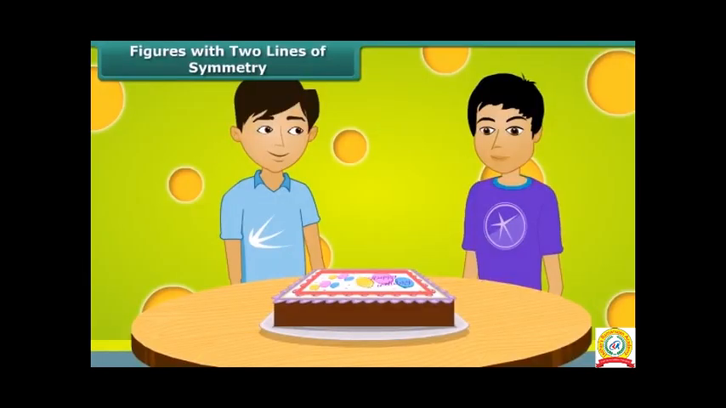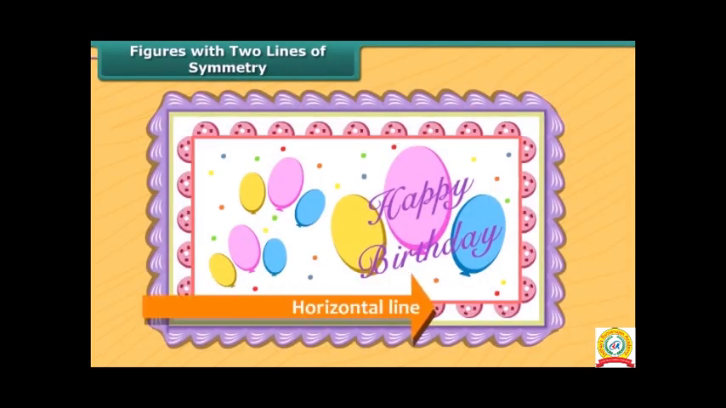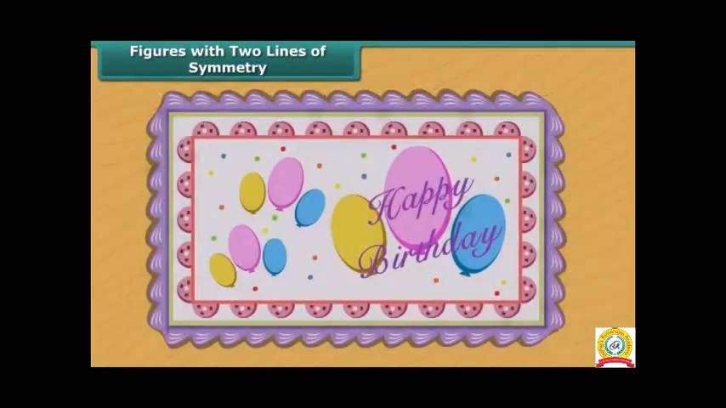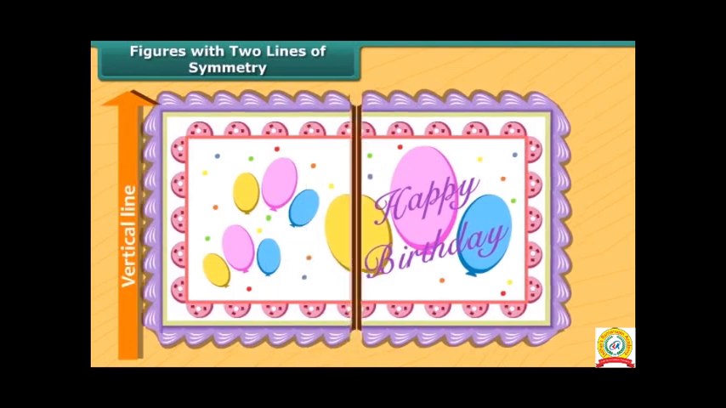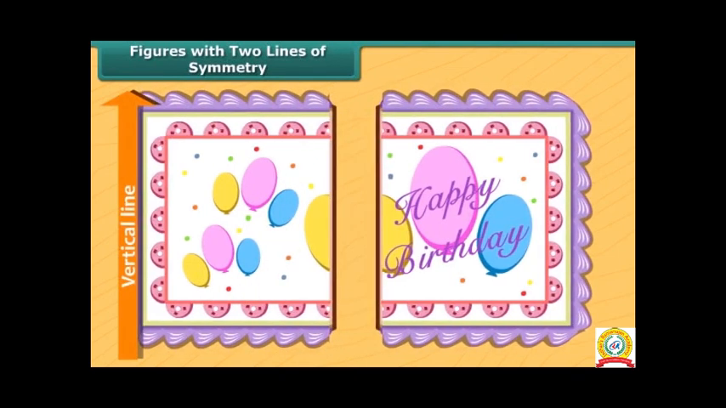Manu and Mrinal have one rectangular cake. Each of them wants exact half of it. The cake can be divided in two ways to give equal halves. Do you want to know how?